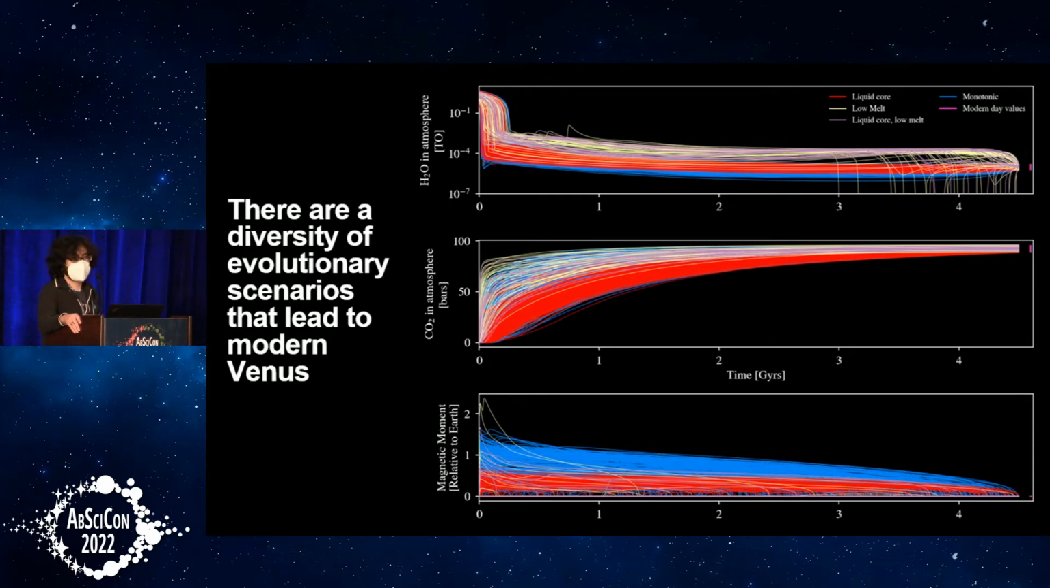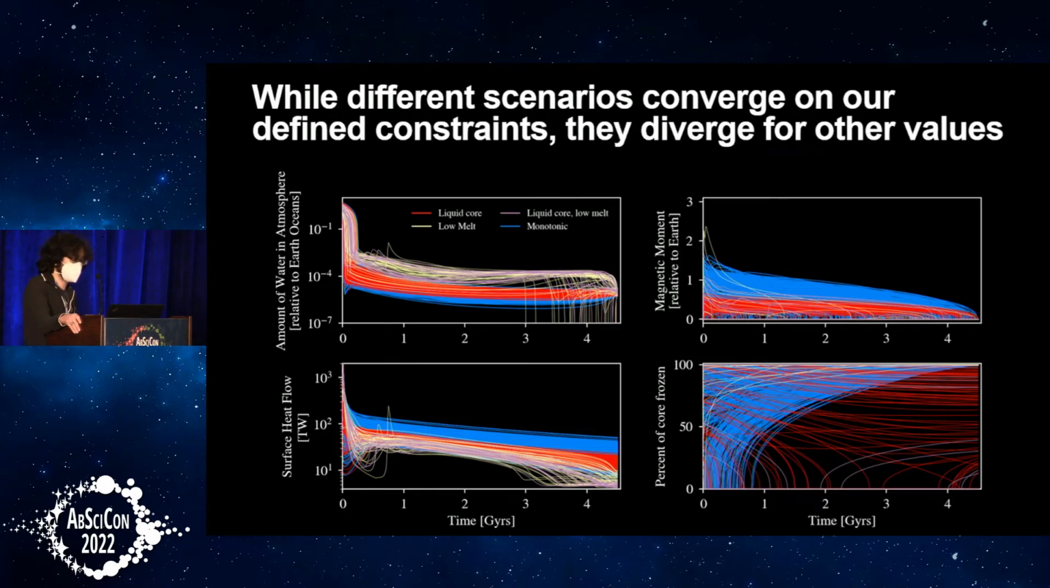The different colors represent different groupings, different potential evolutionary scenarios. You see, while different scenarios converge on our defined constraints, they diverge for other values. On the top row, we have, on the left, the amount of water in the atmosphere, and on the right, the magnetic moment of the planet. But on the bottom, we can look at some of these derived parameters where we can see divergence in these evolutionary scenarios. In the bottom left, we've got the surface heat flow of the planet, and you can see that these blue simulations end up with high heat flows, and these pale white-purple simulations end up with very low surface heat flows.